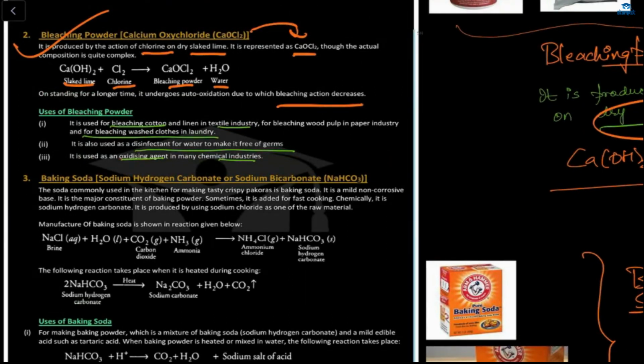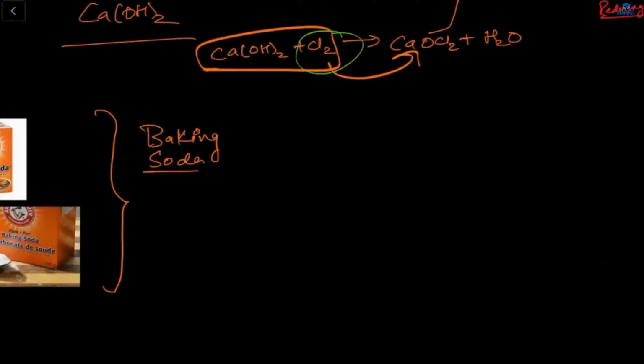Now you tell me what is the formula of baking soda. Let me write first. Now you can tell. Sodium H CO3. What is this? Sodium hydrogen carbonate. We can also say sodium bicarbonate. Yes, good. Sodium bicarbonate.